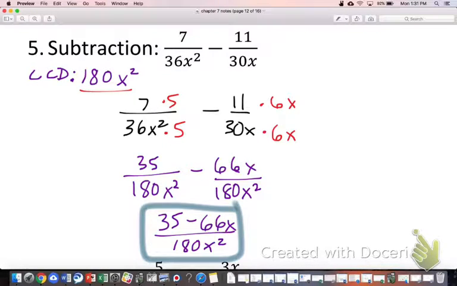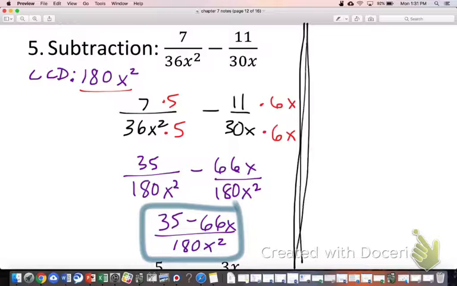Okay, so you guys ready to try one on your own? Okay, so let's try this one. It'll be similar. Let's go with 5 over 24x minus 7 over 18x squared. All right, give that one a try. Real similar to the one you just did.